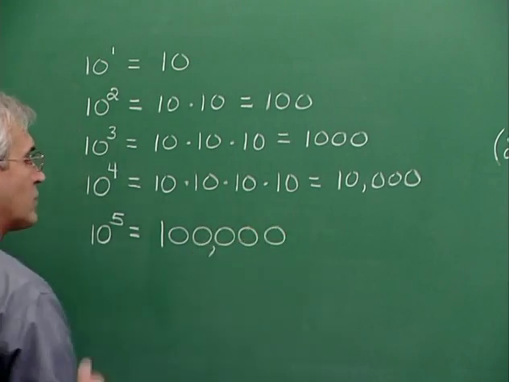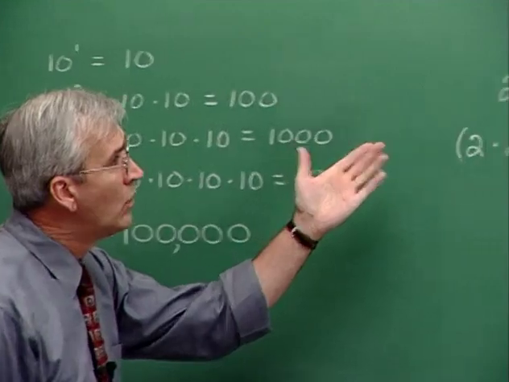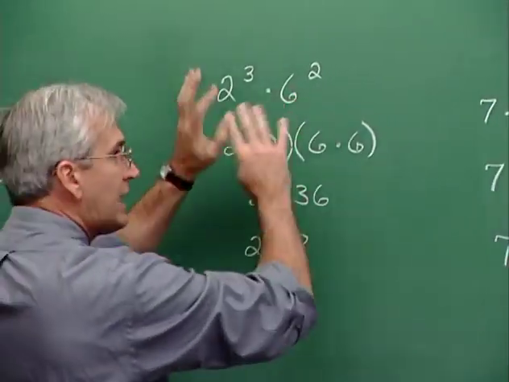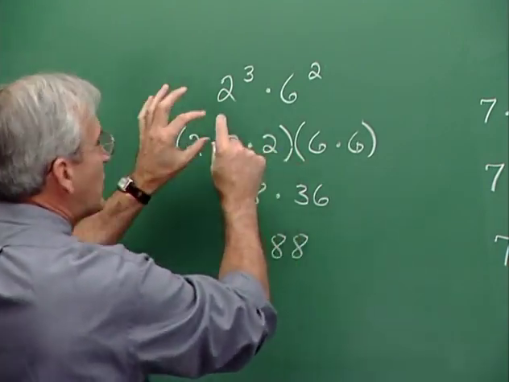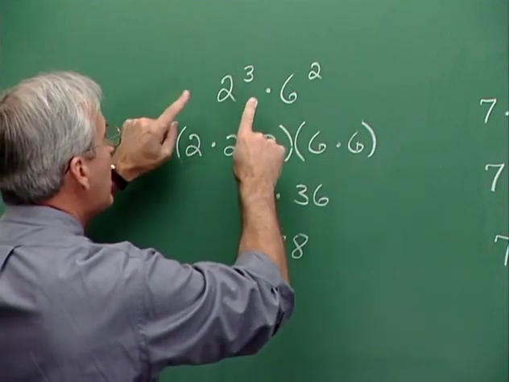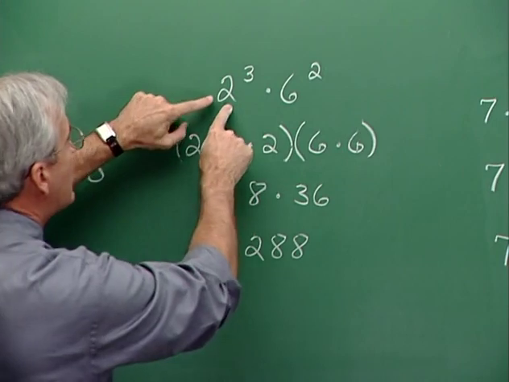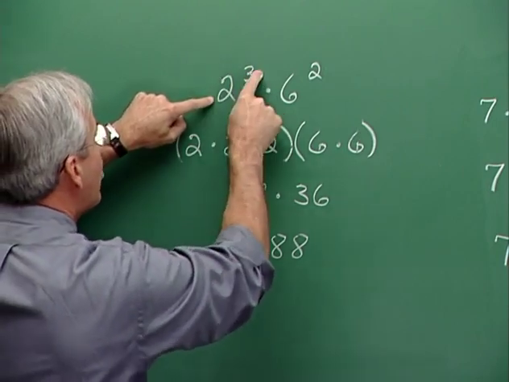Just a fast way to deal with that situation. When you're evaluating expressions involving bases and exponents and so forth, the safe thing to do is to expand according to the meaning of the exponents that you have involved in the problem. This says 2 to the third power, or 2 cubed. It means we have 3 factors of 2.